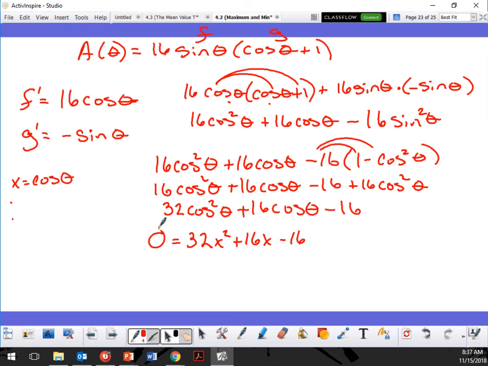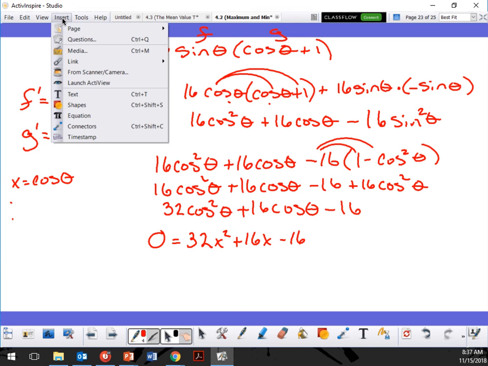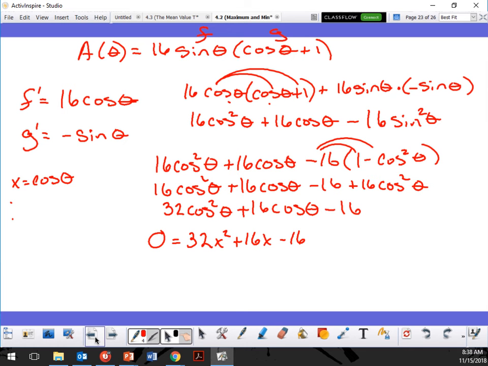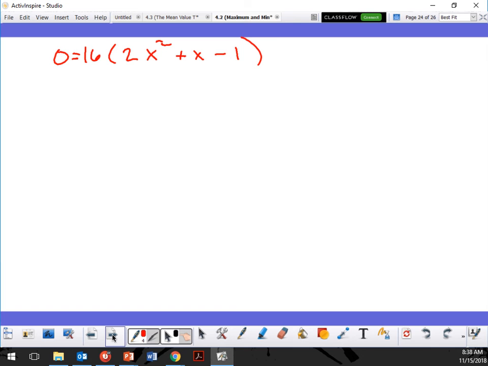I'm running out of board space, so insert page after current. So it's going to be 16 parentheses, and that's going to be 2, it's not cosine anymore, it's x's. So 2x squared plus x minus 1. Okay, that's from the previous, right? Because I took out a 16 from both of those. So I had a minus 1 and I had just 1x there.